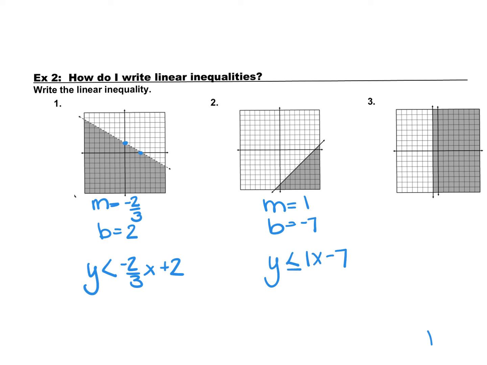All right, our last one over here then. Remember these are the ones that go straight up and down. So this is an x. It's a solid line, and it's going to the right. So I'm going to have greater than or equal to, and that looks like negative 1.